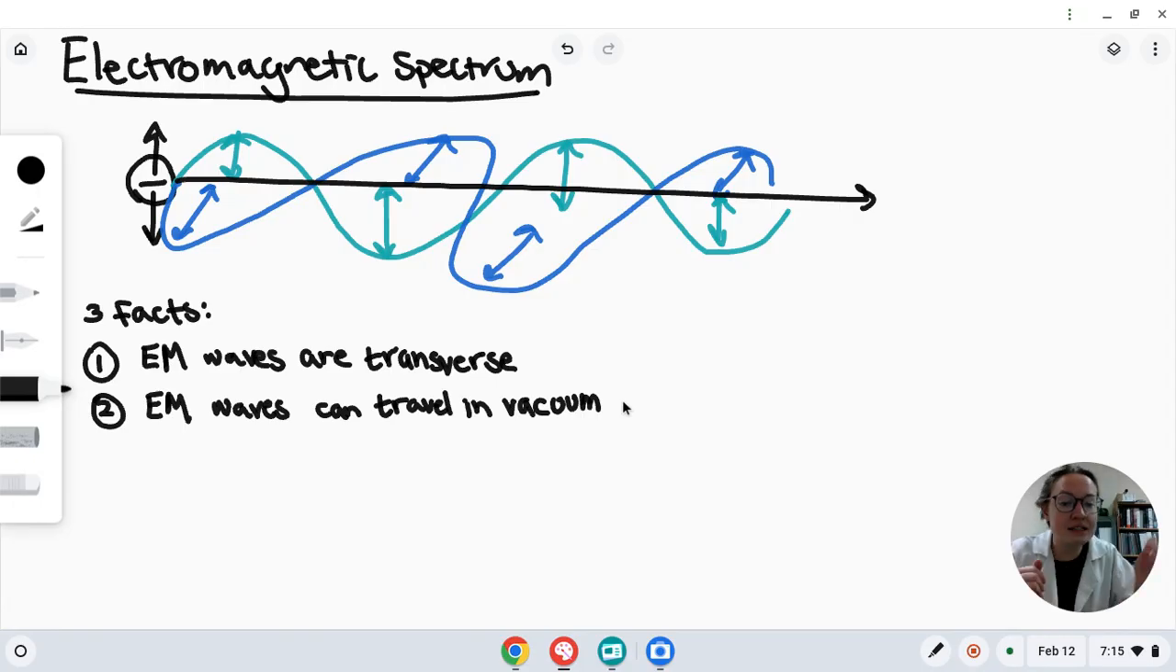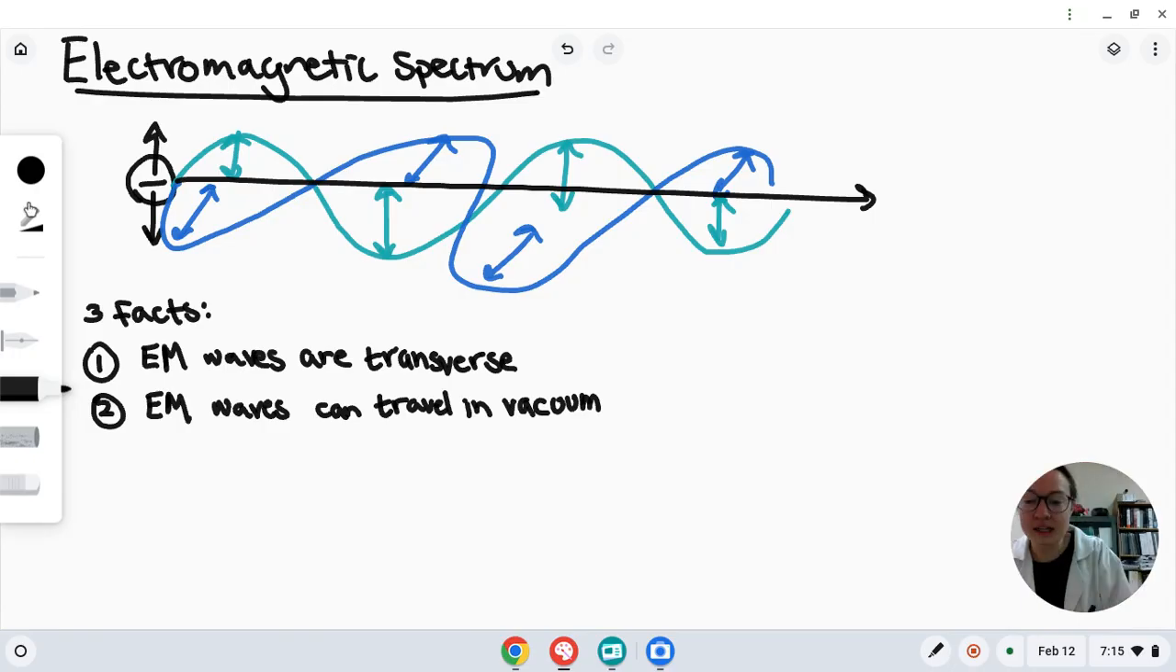That electric field creates a magnetic field, and then the magnetic field creates an electric field, and then the electric field creates a magnetic field. It creates itself, it pushes its own self forward. And so electromagnetic waves can travel in a vacuum. They do not need a medium through which to travel. That's our second fun fact.